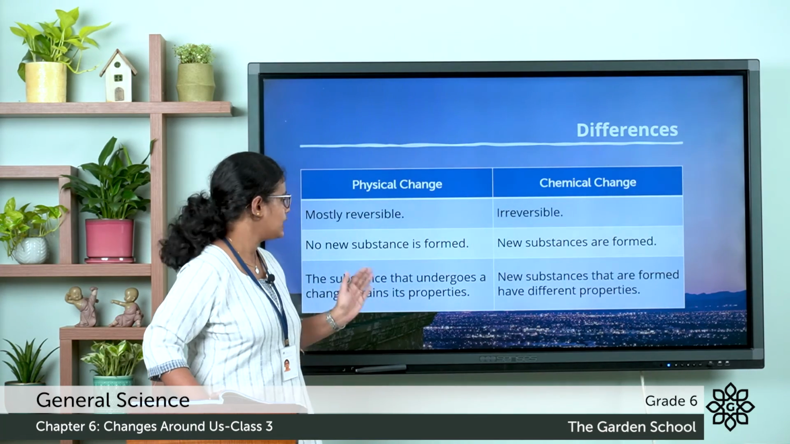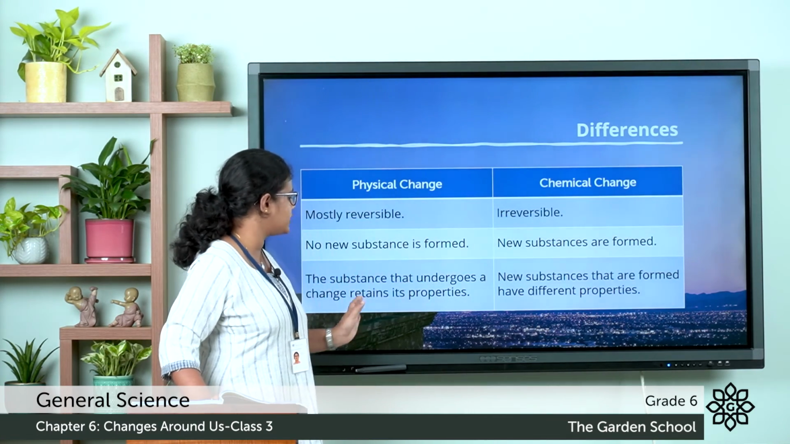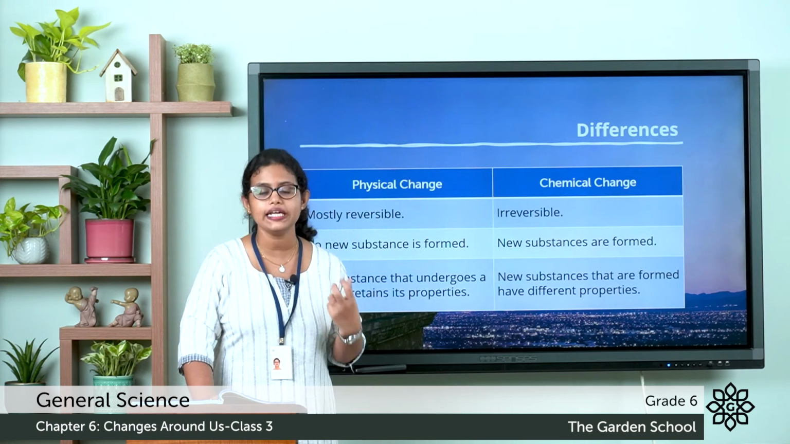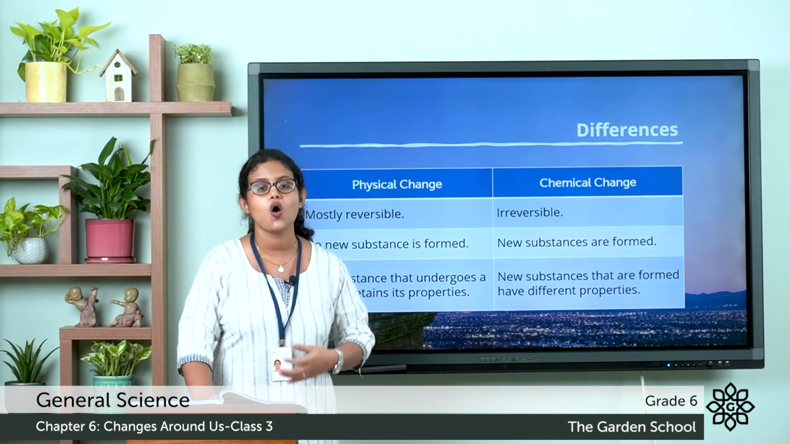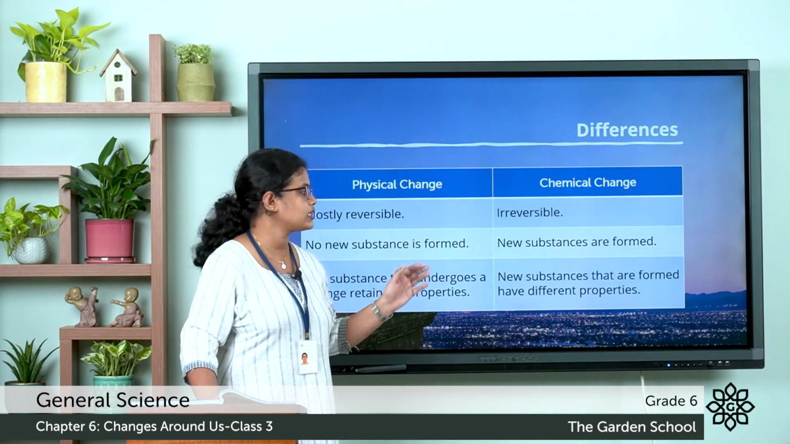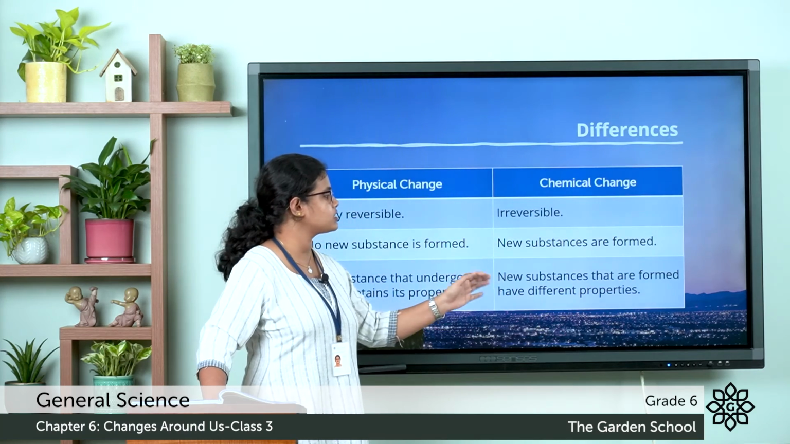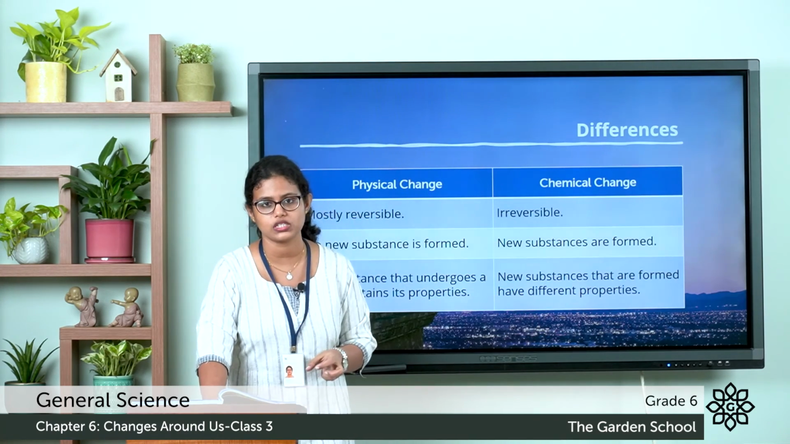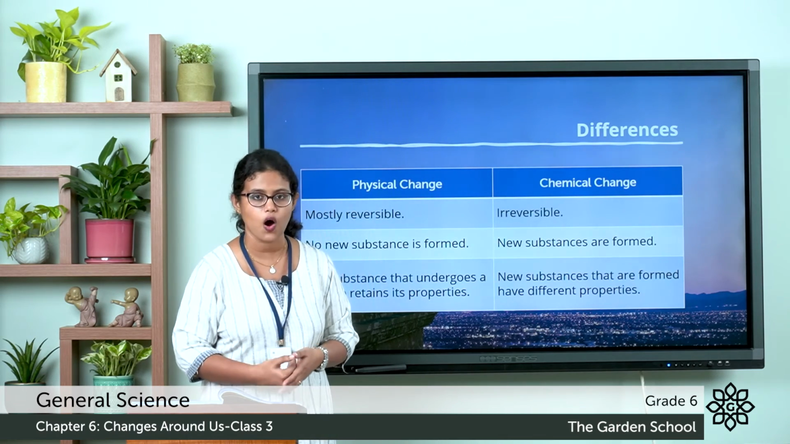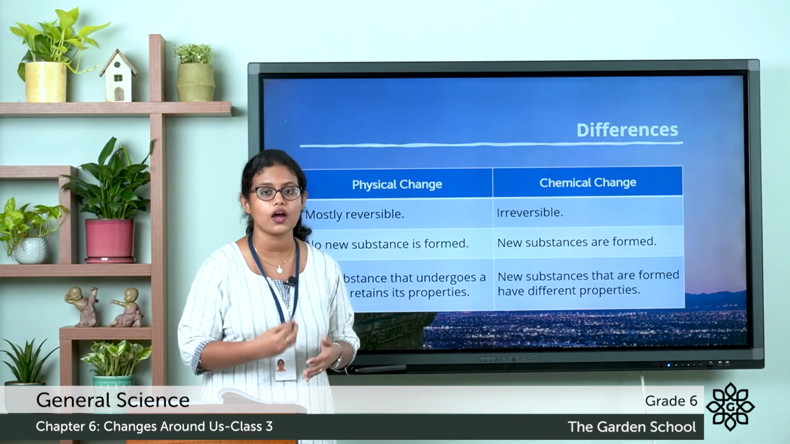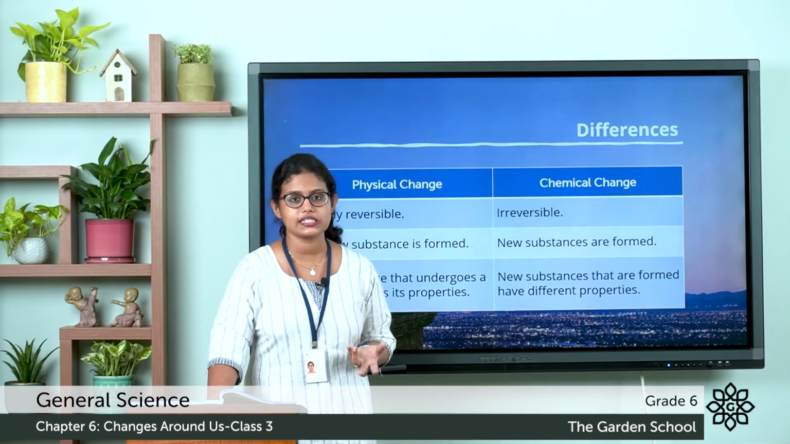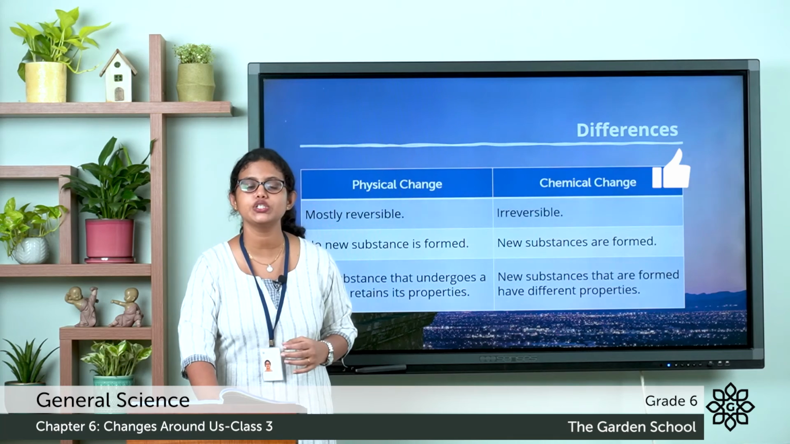The next one, the substance that undergoes a change retains its property. So in a physical change, only its physical property changes, all other properties remain the same. What about in chemical change? New substances that are formed have different properties. So in chemical change, we know that new substances are formed and the new substances that are formed will have different properties. Let's take an example, milk changing to curd.